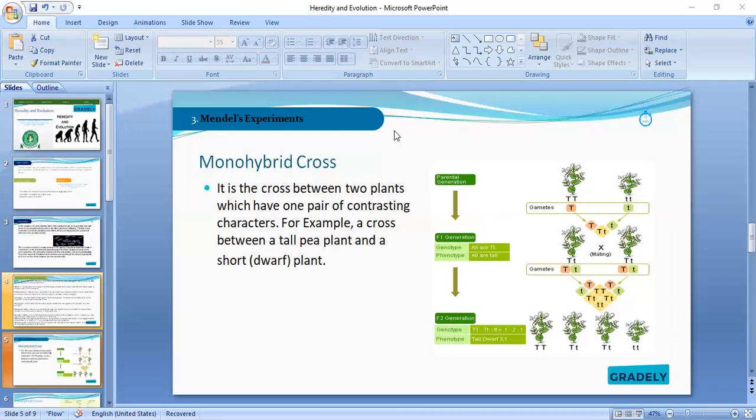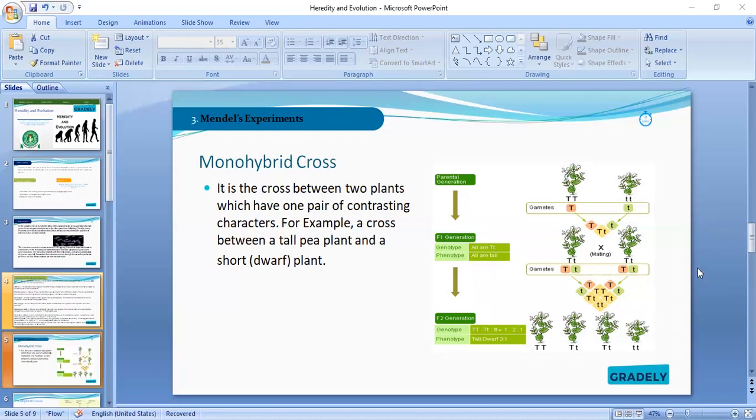But they are tall. The tallness is there because we have a gene for tallness, which is capital T, and the gene for shortness is small t. So when these two parents cross, we produce a heterozygous tallness. That is to say that the children are tall. In our dispensation, we call it average, but in biology there's nothing like average or not average. It's either you are tall or you are short. So I want you to understand that too.